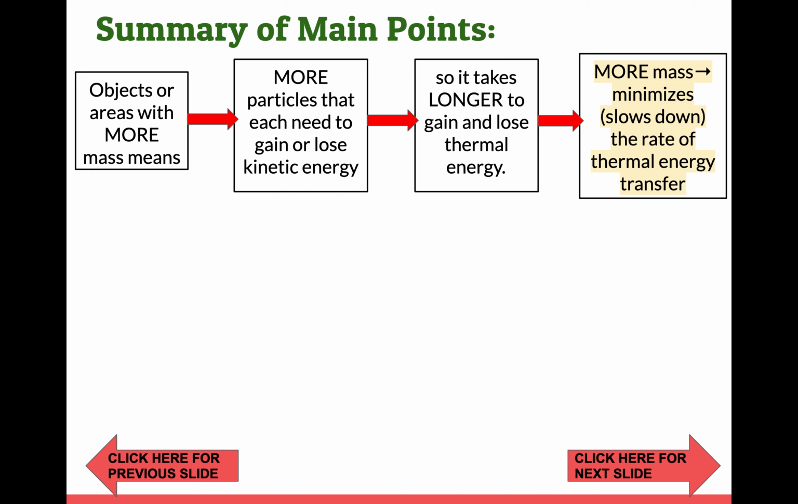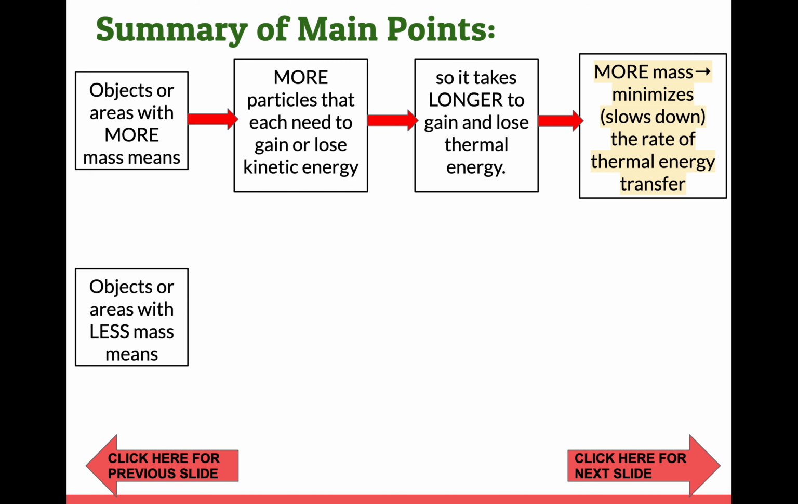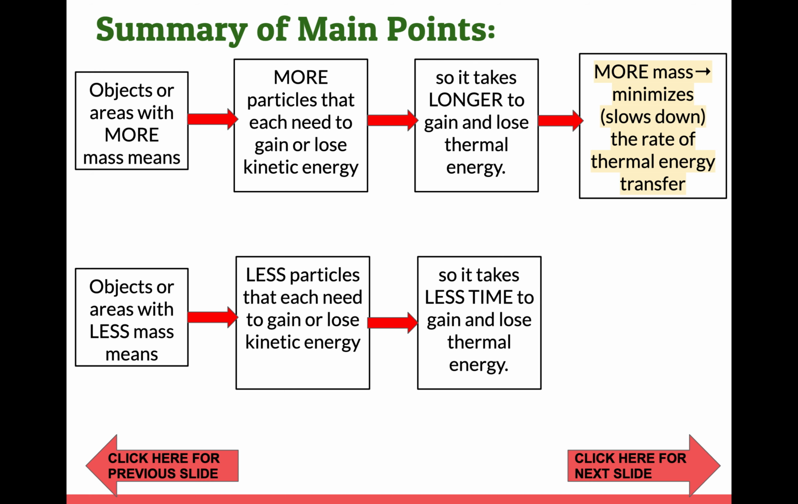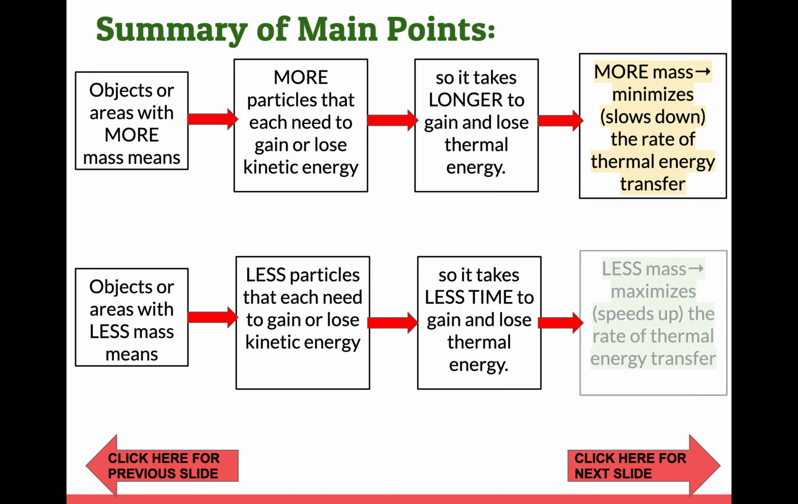thermal energy. Now the opposite, objects or areas with less mass means less particles that each need to gain or lose kinetic energy. So less mass means less particles, and that means it takes less time to gain and lose thermal energy because there's just less particles in there. So less mass means that you're speeding up, you maximize the rate of thermal energy transfer. So the less particles there are, the faster thermal energy can transfer in and out of that object or area.